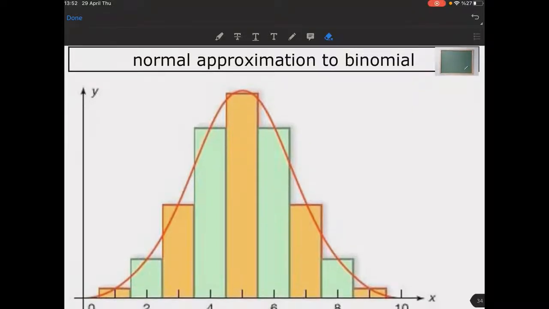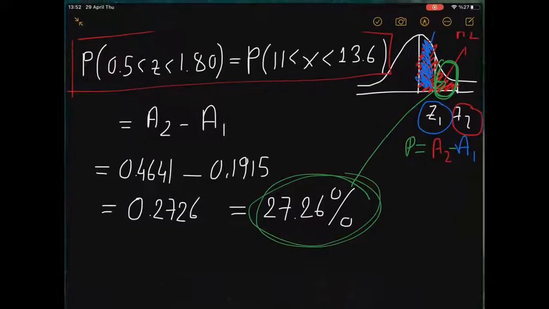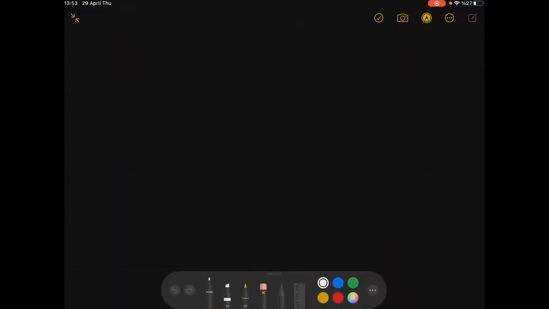In this session, we're going to talk about the normal approximation to binomial distribution. As you see, we're going to use a continuous distribution approximation to a discrete distribution, particularly binomial distribution. Why are we doing this? Let's try to figure out together.